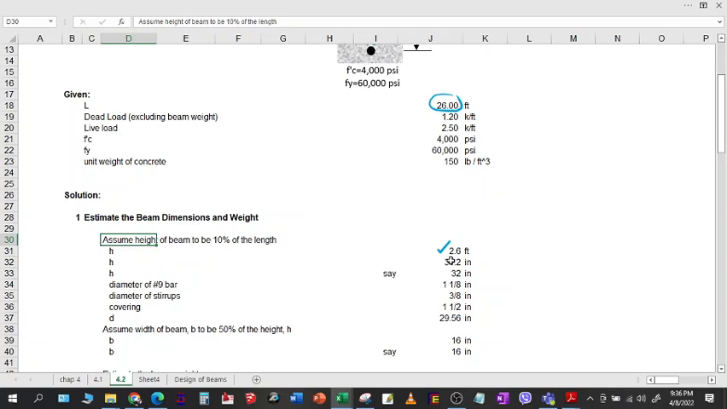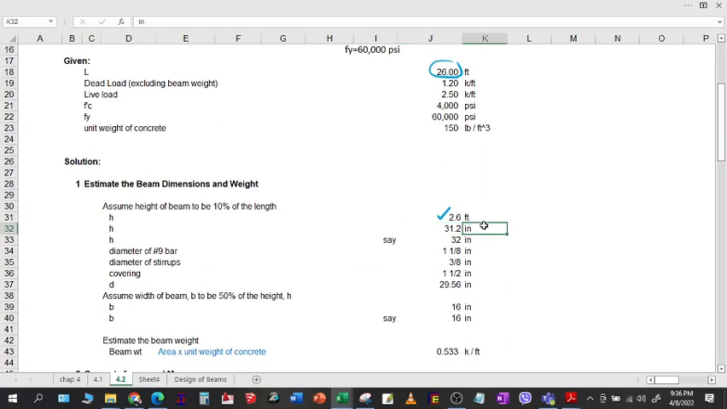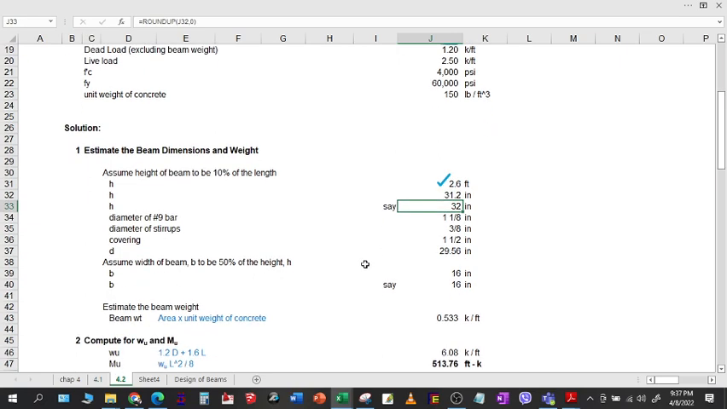But since 31.2 is so hard to fabricate, in terms of the formworks, we have to round it off into the nearest inches. So say 32 inches. In here, in the formula in Excel, the formula is round up. So the 31.2 is rounded up to 32 inches. Okay? Now, the section of the beam will look something like this.